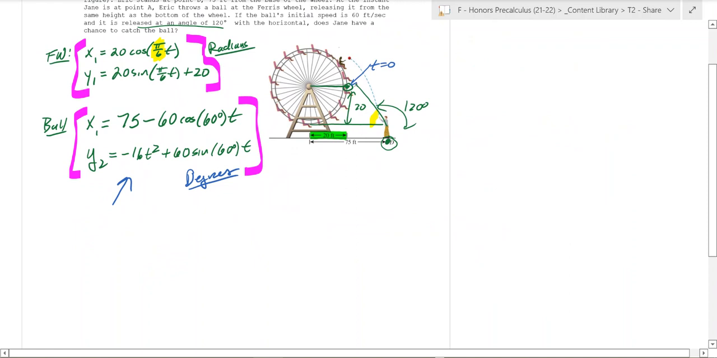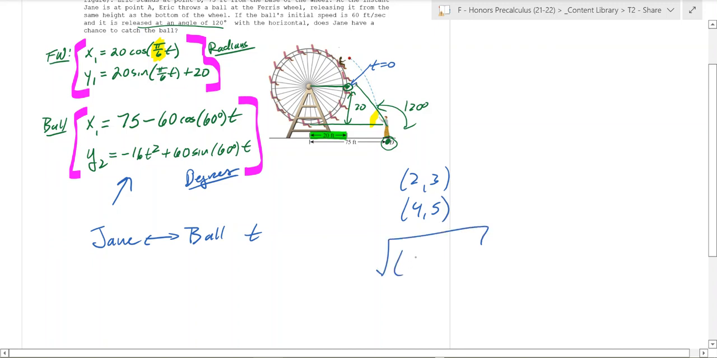So we need to know the distance between the Ferris wheel, in this case Jane, so let's call her Jane, the distance from Jane and the ball at a given time t. Well, just remember, if you have 2 points, let's say (2, 3) and (4, 5), if we want the distance between them, we would do the square root of the difference between the x values, so 4 minus 2 squared plus 5 minus 3 squared.